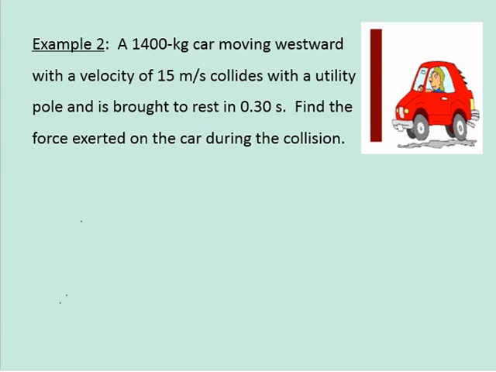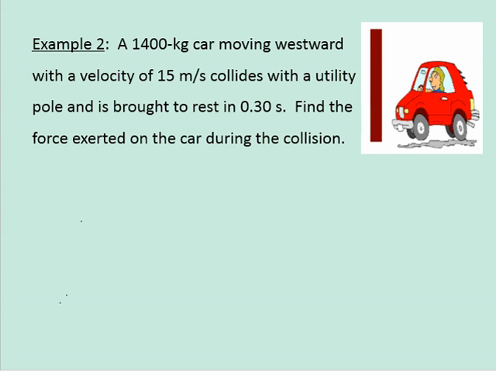Let's just look at a quick example, to make sure that all our units and everything work out. Here we have a 1,400 kilogram car. It's moving westward with a velocity of 15 meters per second. It hits a utility pole, and it comes to rest in about 0.3 seconds. We want to find the force exerted on the car during the collision.